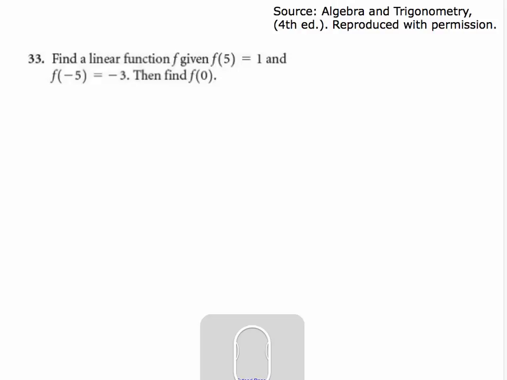All right, here's a good question that helps you determine an equation of a line. And that's what we're looking for, to determine the equation of the line that these characteristics define. So first off, it says find a linear function. So I have to find something y equals mx plus b. Being that it's a function, they probably want f of x is equal to mx plus b, given that f of 5 equals 1 and f of minus 5 equals minus 3. And then they say find the value of the function when x is equal to 0.